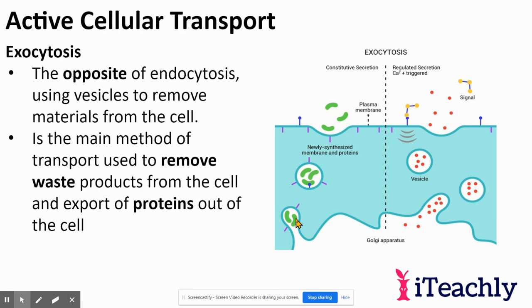So endo is in, right? And exo is out. So exocytosis is how you get rid of big things, right? And this is going to come up and it's going to fuse with this cell membrane. So this cell membrane is going to fuse with this cell membrane, and then it's going to release it. All right. So again, this is all fluid. These are proteins here.